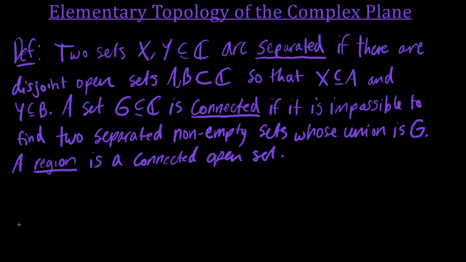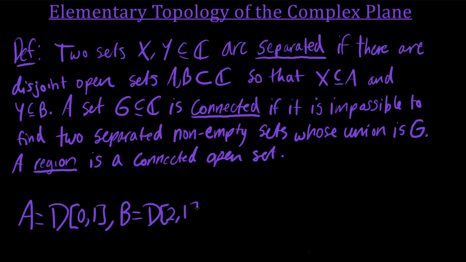So let's say that A is the open disk centered at 0 with radius 1, and B is the open disk centered at 2 with radius 1. And so the first thing we need to figure out is, are A and B open and disjoint? Well, let's draw this out visually.